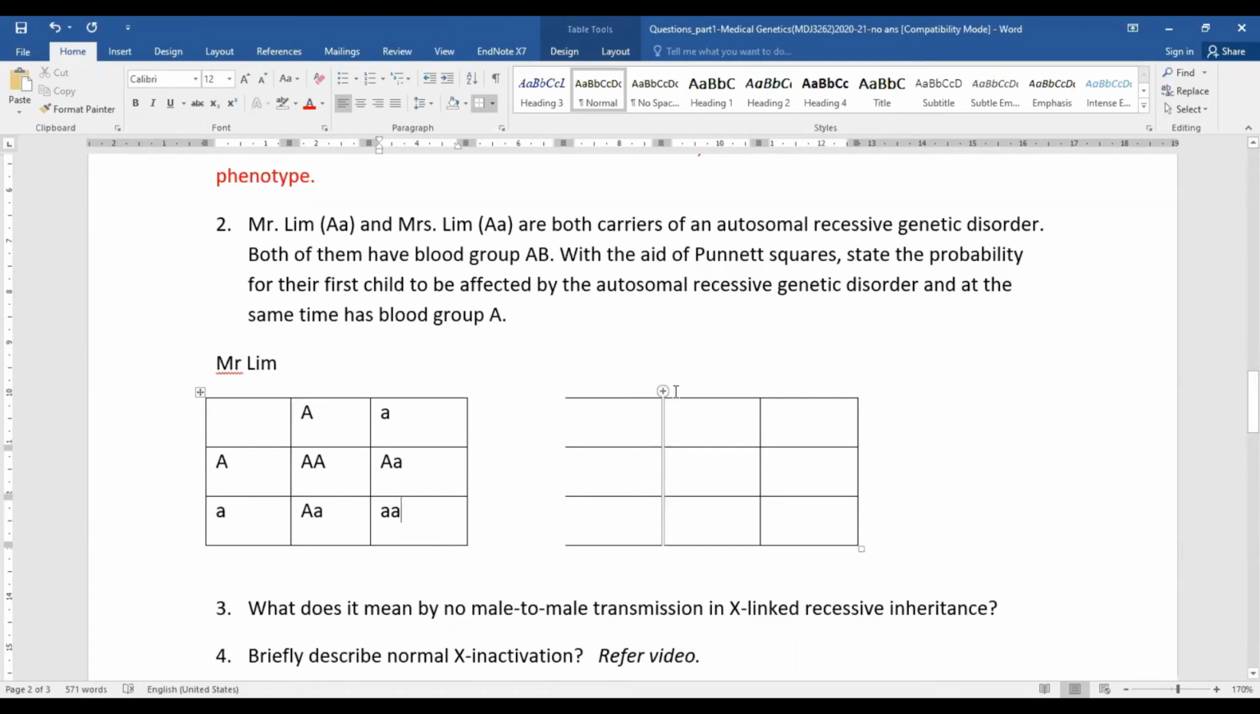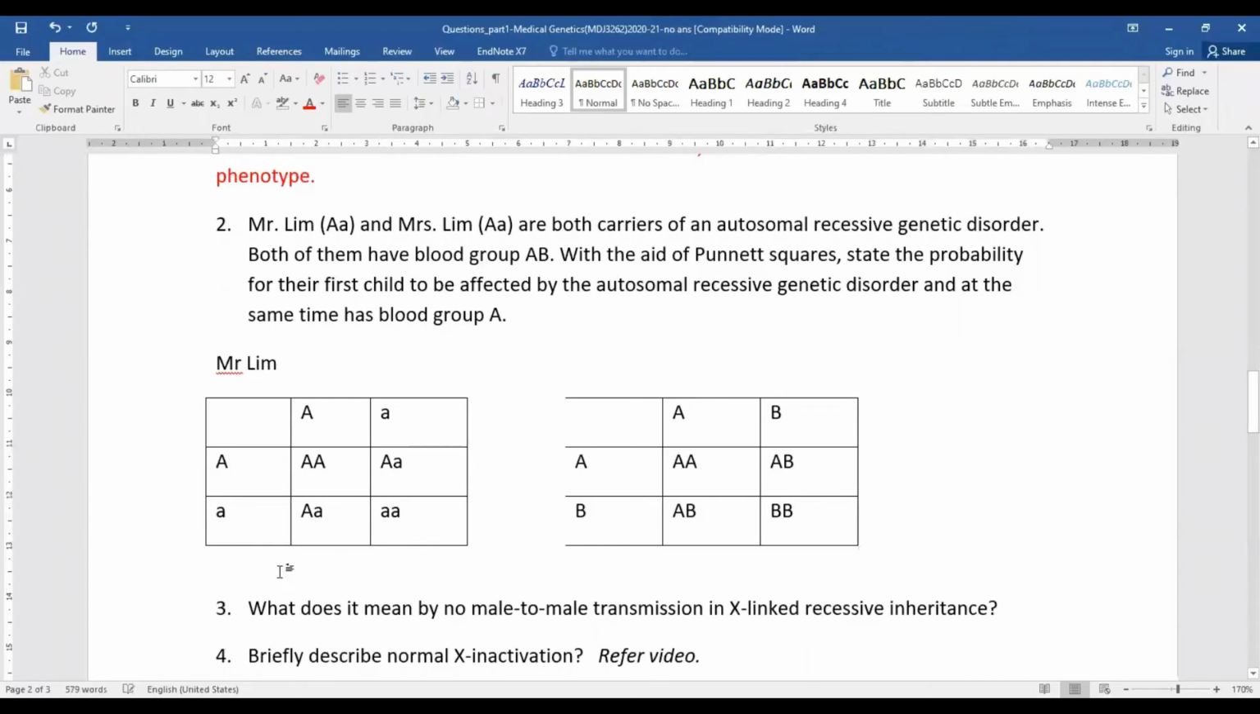Blood group, both of them are blood group AB, so alleles A and B. So you have AA, AB, AB, and BB. All right. So state the probability for the first child to be affected by the autosomal genetic disorder and have blood group A. If you look at this one, this is normal, these are carriers, and this is affected.